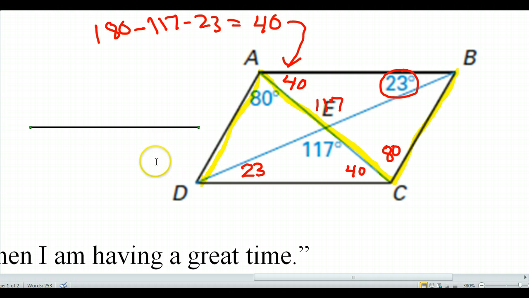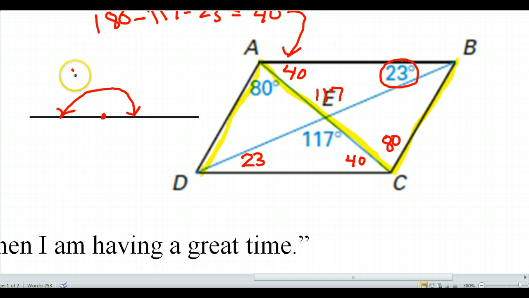Say if I have a straight line. My question to you is going to be, how many degrees are in a straight line? 180. Okay? Raise your hand if you knew that a straight line formed a 180 degree angle. Who already knew that? Okay? Put your hand down. All right, so that was most of you.